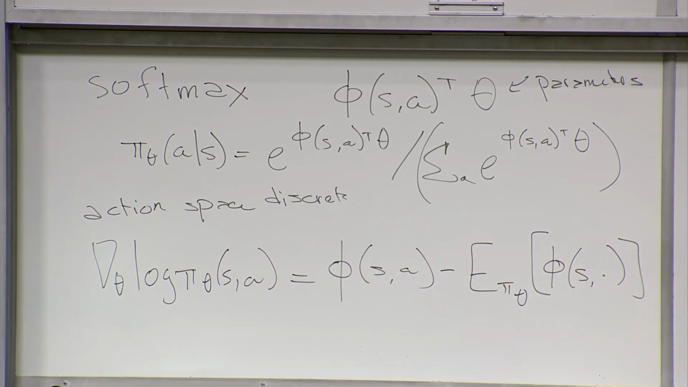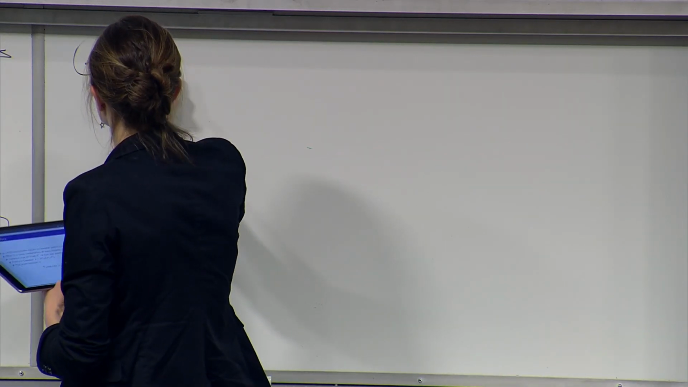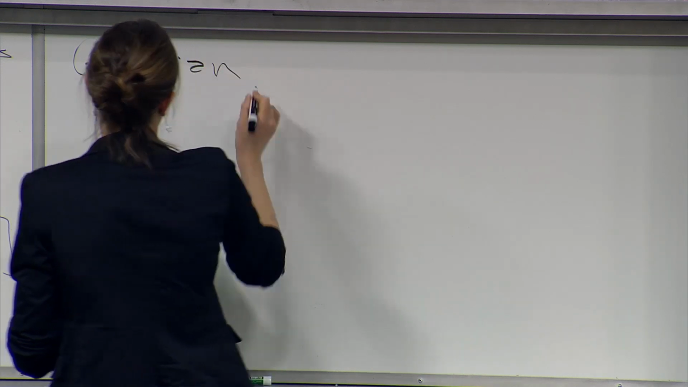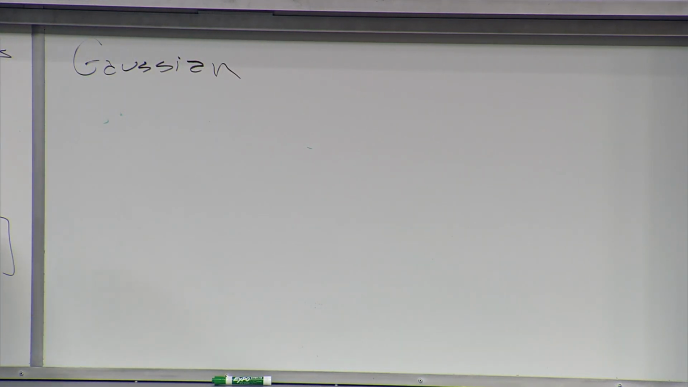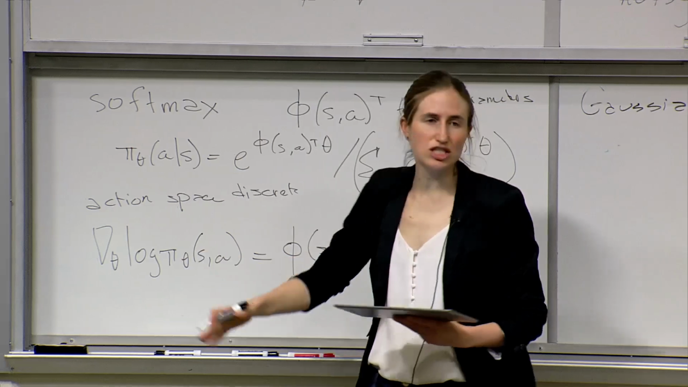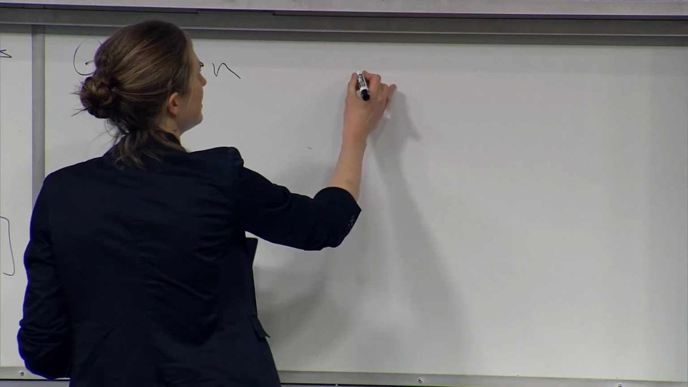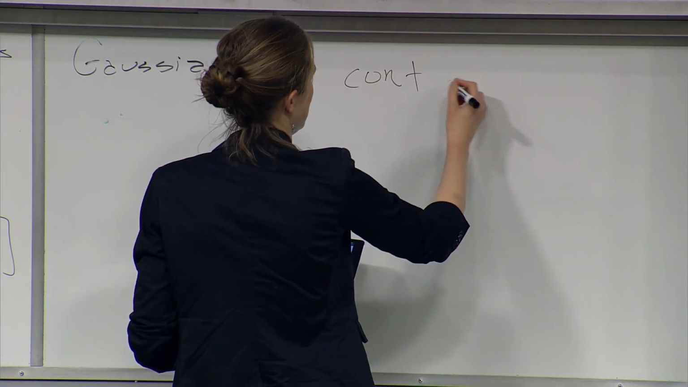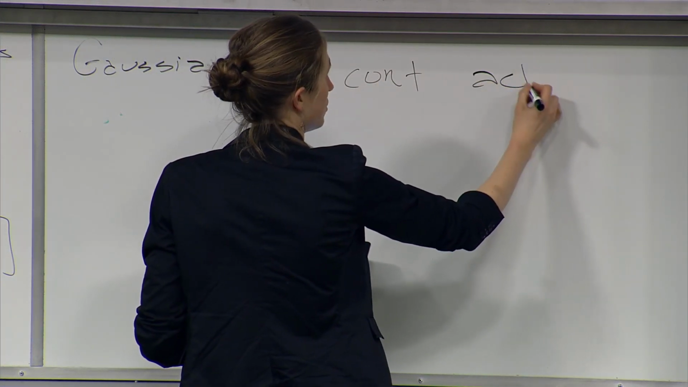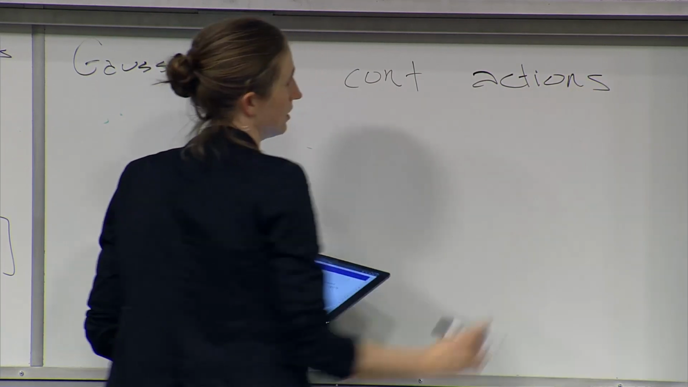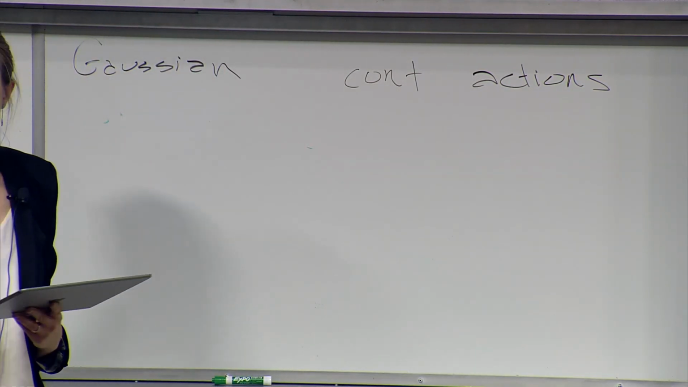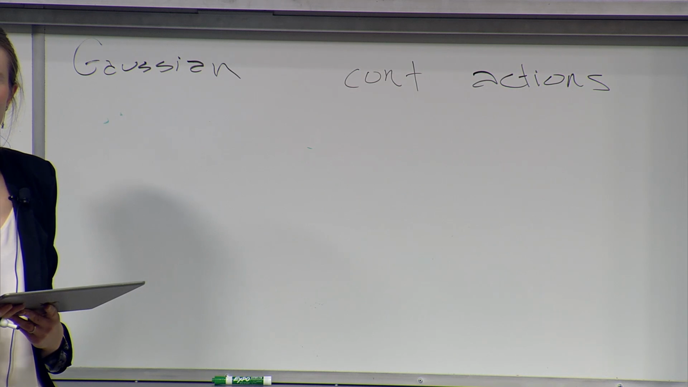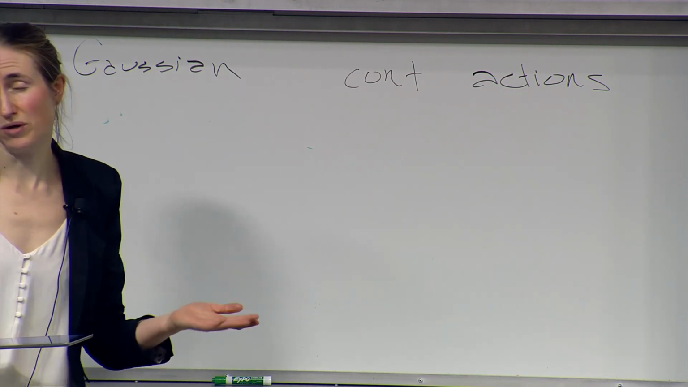Another thing that's really popular is a Gaussian policy. Why might this be good? Well, this is good if we have discrete action spaces, but often we have continuous action spaces. This is very common in controls and robotics. So you have a number of different parameters that are continuous scalar values that you want to be able to set.